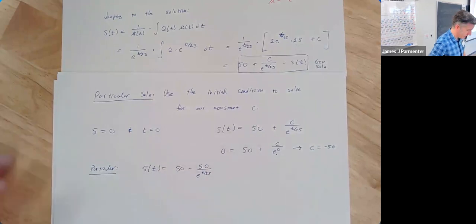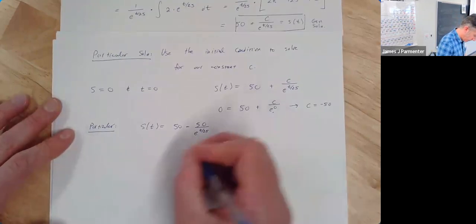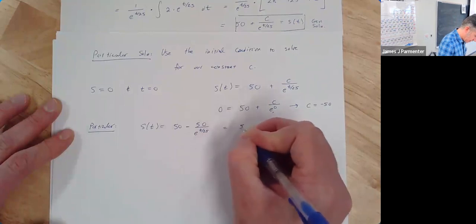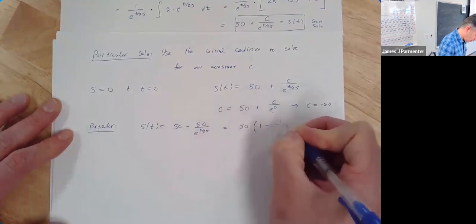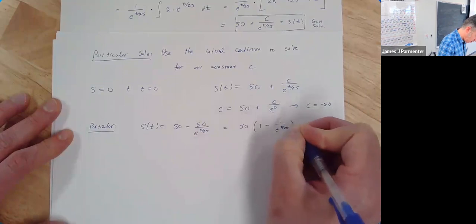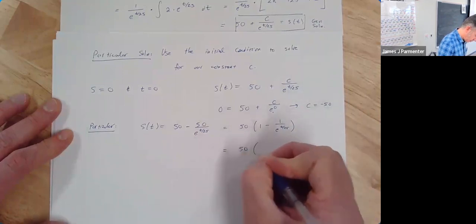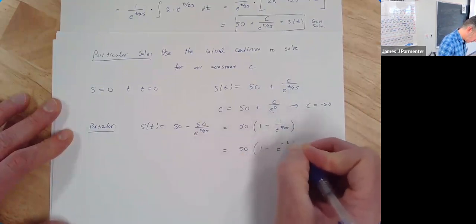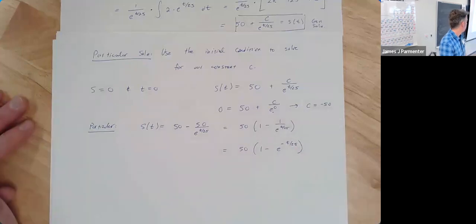Or you might see someone write this in a different way. You could write it as 50 times 1 minus 1 over e to the t over 25, or even 50 times 1 minus e to the negative t over 25. Those are all just as good ways of writing our answer.